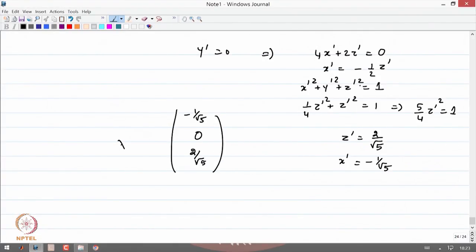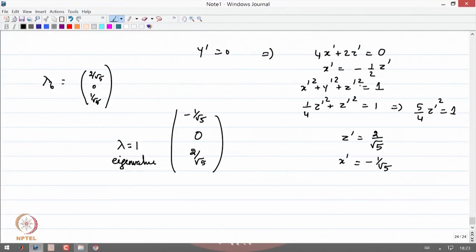This is the lambda equal to 1 eigenvector, eigenvalue, and lambda equal to 6 eigenvalue. We have already chosen that, and we remember that to be 2 by root 5, 0, 1 by root 5. So where is the third eigenvector? If we choose y prime to be any number, what number should it be?